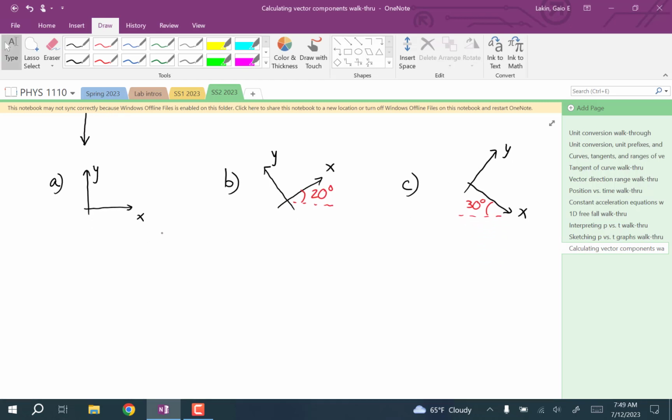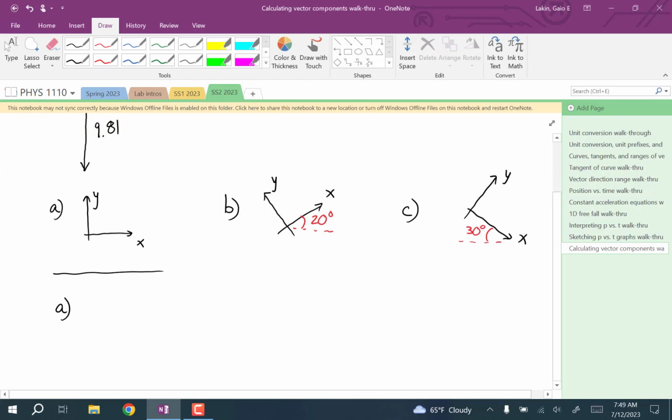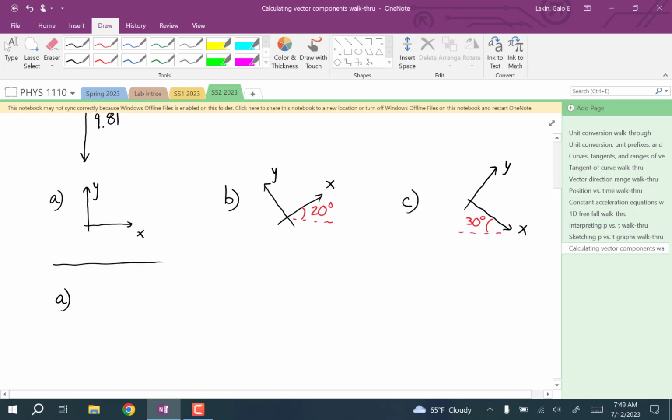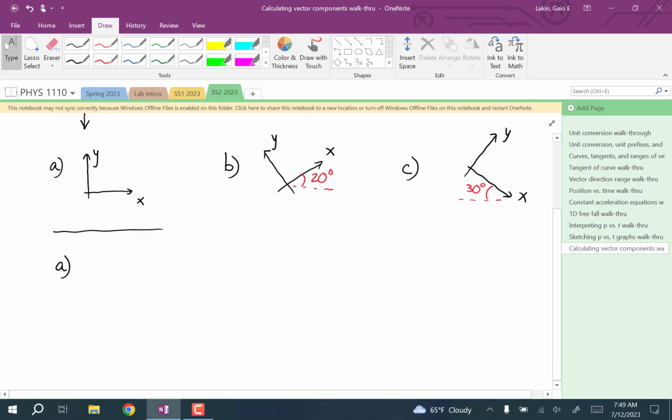So one by one, remember that you don't change the orientation of the vector. You just put the tail of the vector at the origin of the coordinate system, and then calculate the counterclockwise angle from whatever the x-axis is in your coordinate system to the vector. Okay, so let's do the first one.